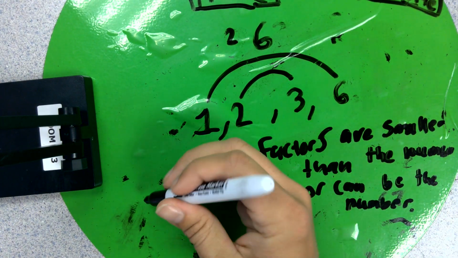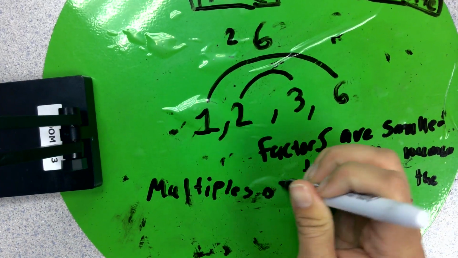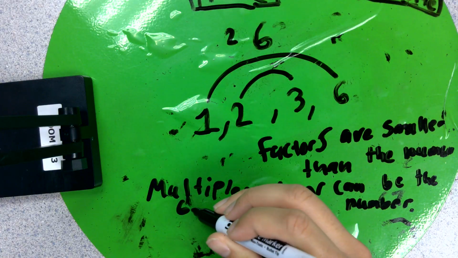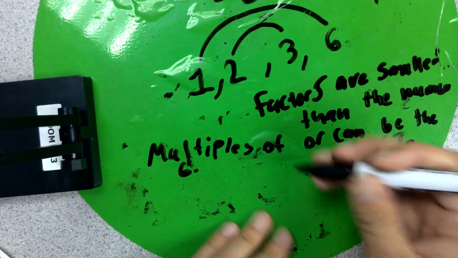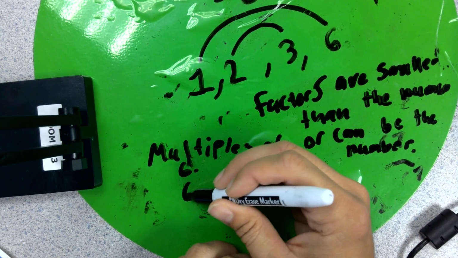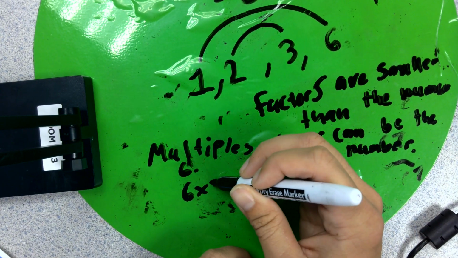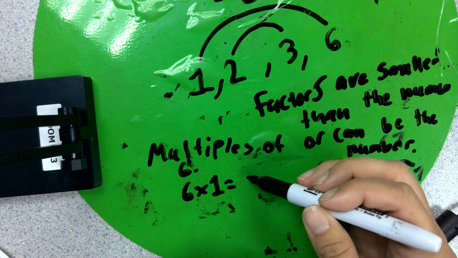Now I want to talk about multiples here. So if we want to do multiples of 6, it's pretty simple. It's basically your multiplication facts, right? So multiples of 6 are basically anything that you can use 6 and then multiply by another number to get kind of skip counts of 6.